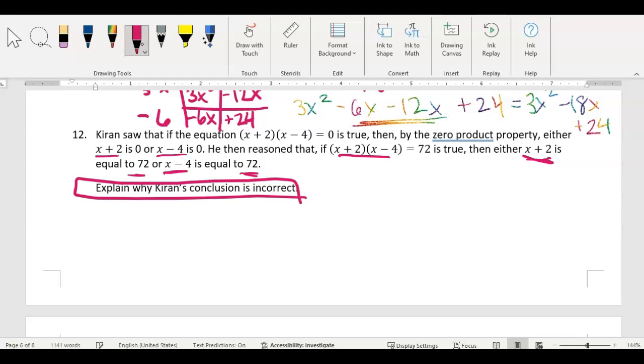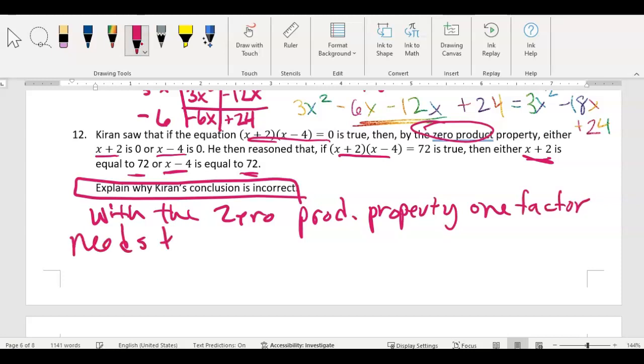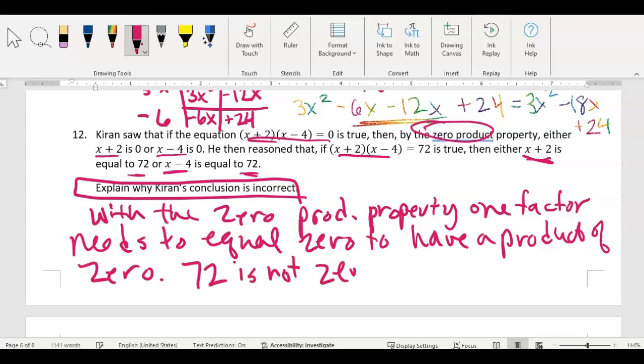So the reason this is incorrect is because the reason we can do this is the zero product property. With the zero product property, one factor needs to equal 0 to have a product or an answer of 0. 72 is not 0, right?